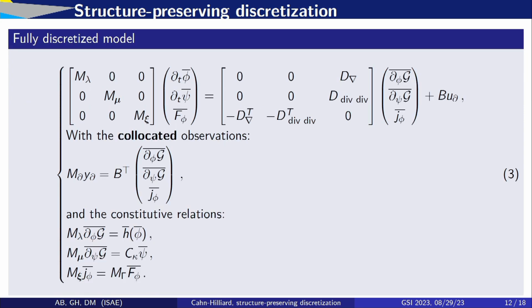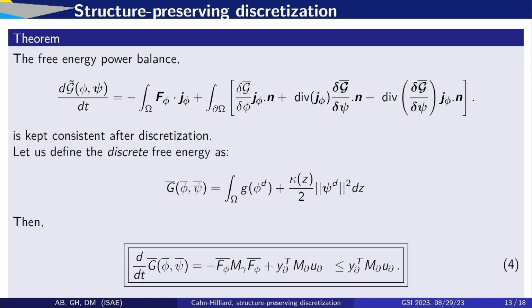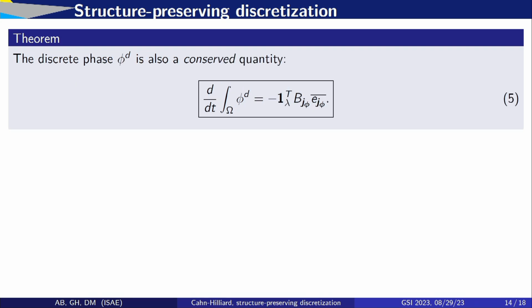Okay. Now I'm going to show you that we preserve some properties, so it's structure preserving. So first of all, the free energy balance is kept consistent. So if you define the free energy as basically the same free energy, but with a discretized variable, you get the same energy balance, okay? So this part here corresponds to this part here, and this is the control part of our system, which is this part here discretized.